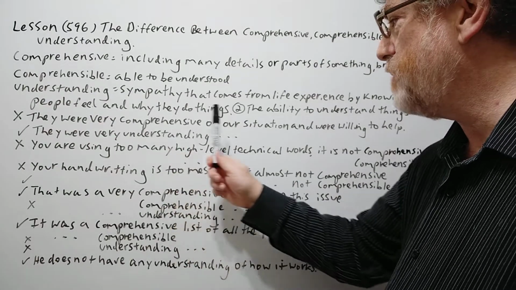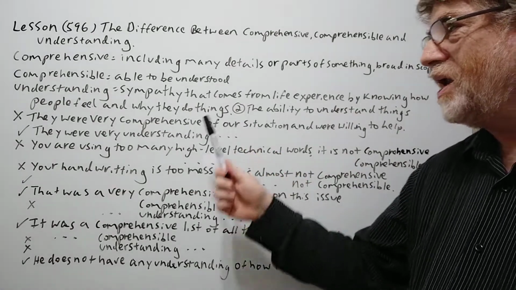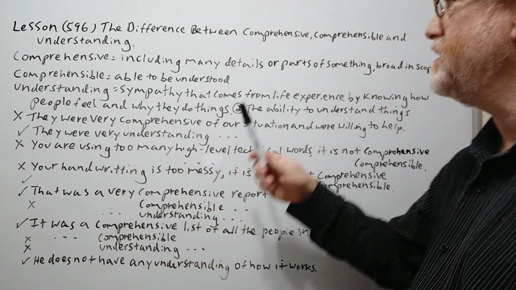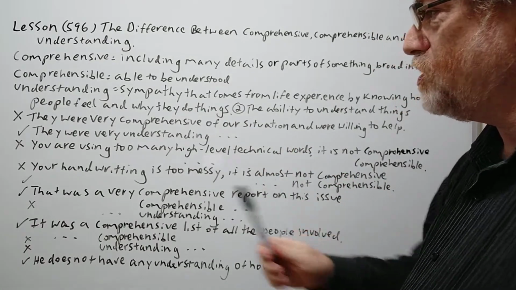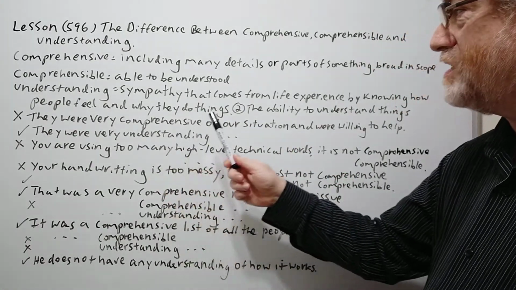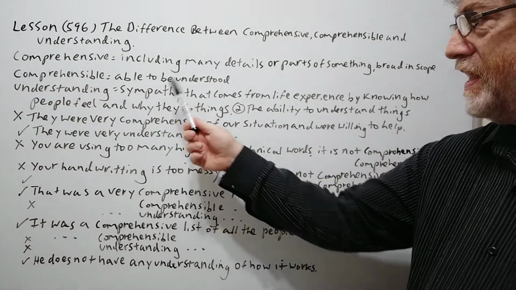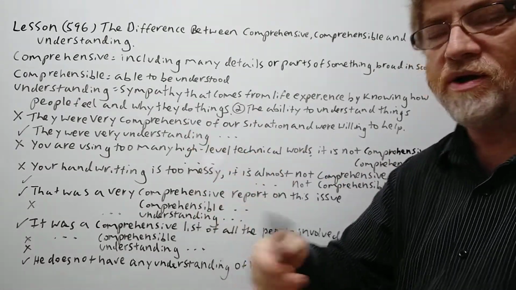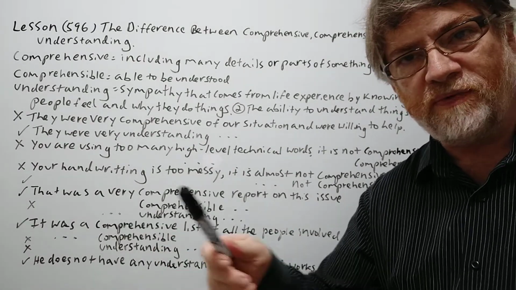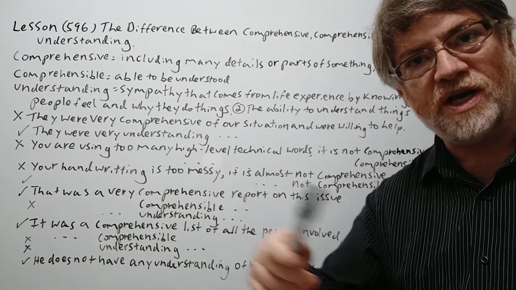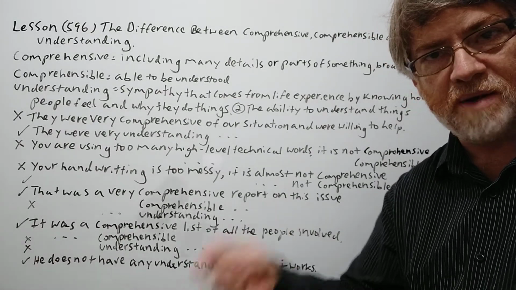They were very comprehensive of our situation and were willing to help. No, because remember here, comprehensive means including many details. What you really want is: they were very understanding of our situation and were willing to help. So that they had sympathy for you. They could understand why you would do things like this or why you would feel this way. They were very understanding. Okay, not very comprehensive or comprehensible.